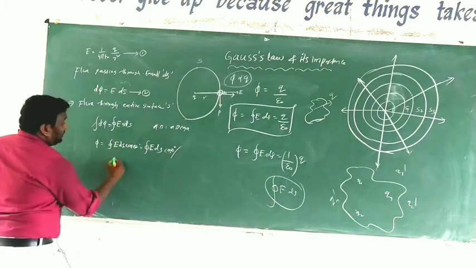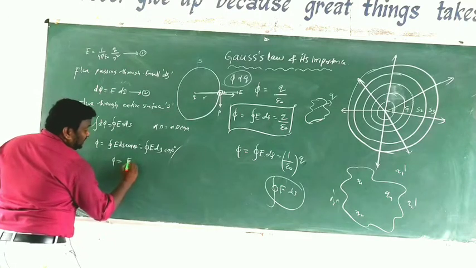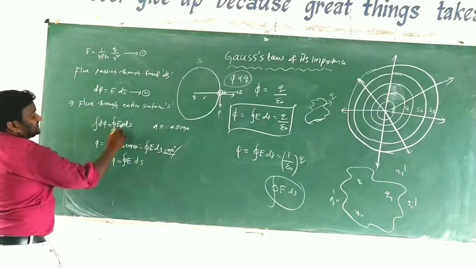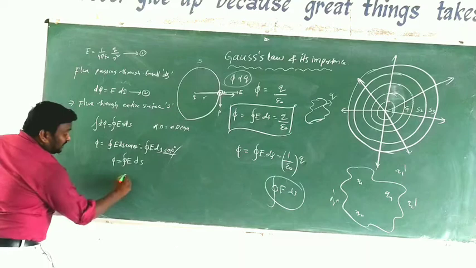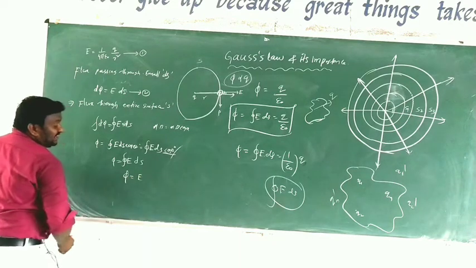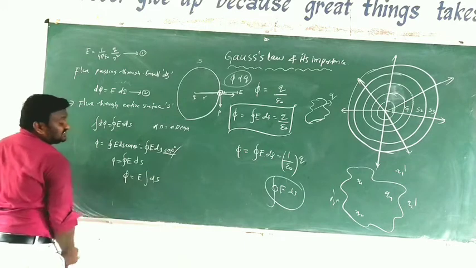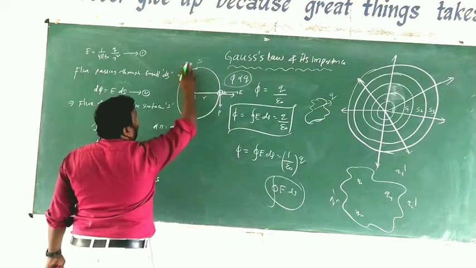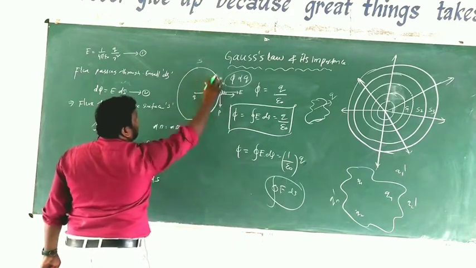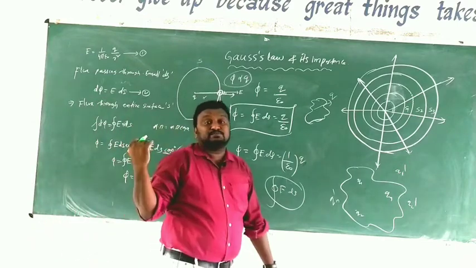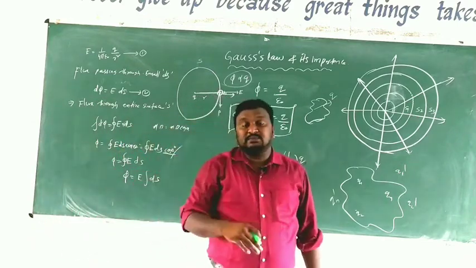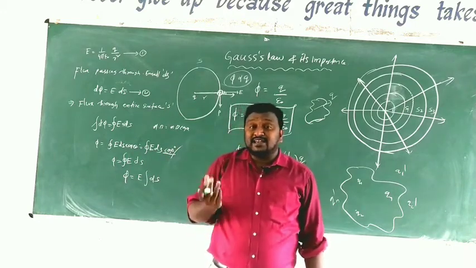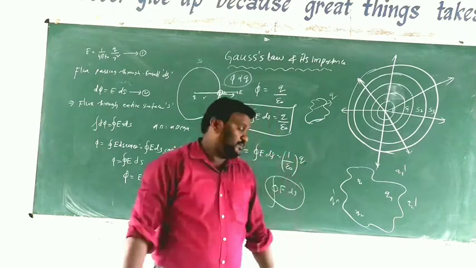Children, then what do we get here? Phi is equal to the integral of E ds, since cos 0 is 1. From that I am writing phi is equal to E, which is constant, times the integral of ds. Here S is nothing but the surface area of the Gaussian surface. It is a closed surface, a spherical surface. What is the surface area of a sphere? 4 pi r square. Clear, children?